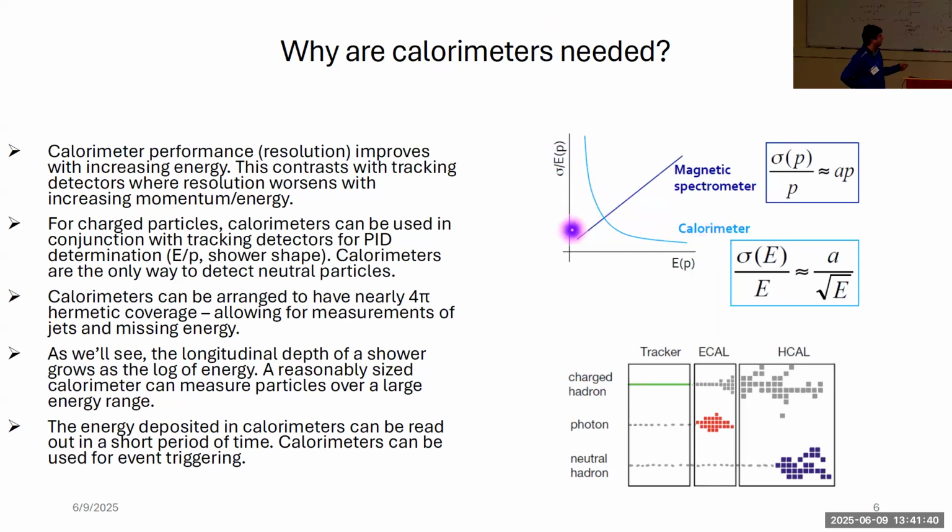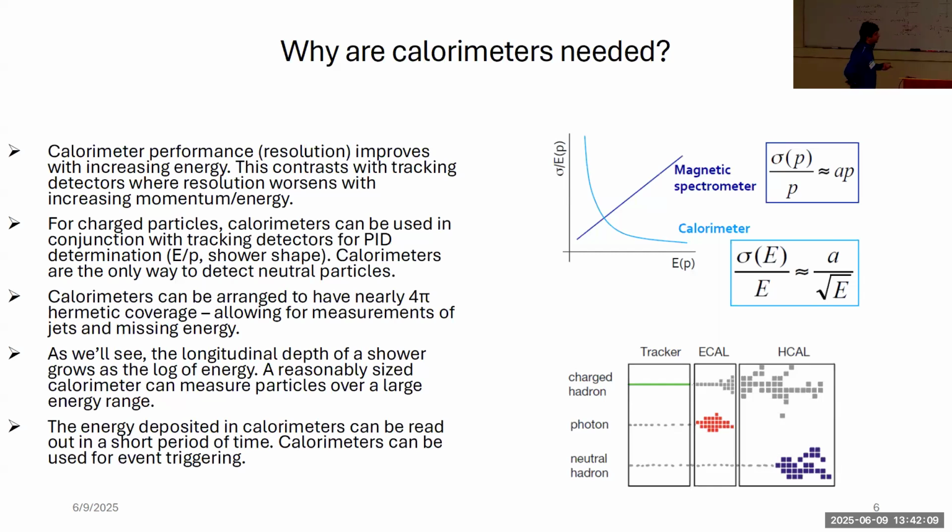So this is shown by this blue curve here. While for a tracking detector, the performance actually tends to get worse with increasing energy. And this makes sense because if you have a fixed magnetic field in a tracking detector, a particle with higher momentum is going to bend less. So you're going to be able to determine that circle of bending with less precision. Okay, so you have this sort of complementarity between the two detectors.